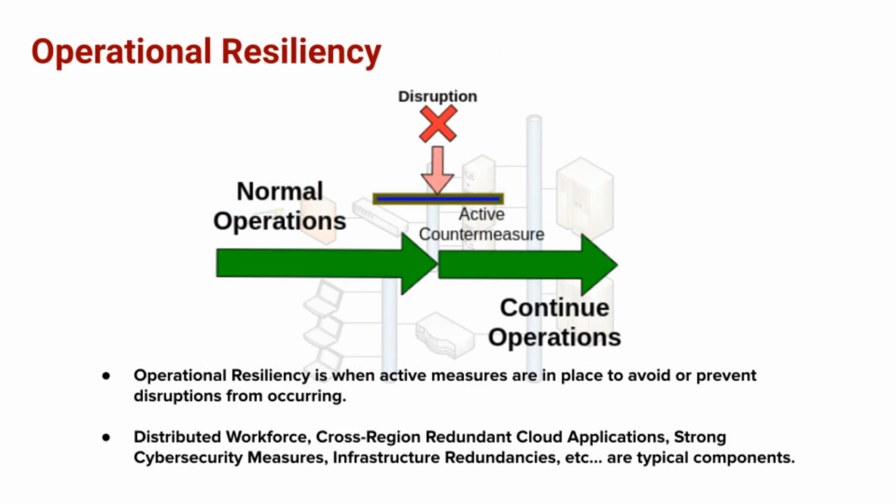When we talk about operational resiliency, this is where we really see a shift in the overall philosophy of how we're going to protect our business operations. With operational resiliency, instead of focusing on recovering from a disruption, we're focusing on being agile enough to dodge or be able to actively defend against a disruption in the first place and just continue normal operations without a hitch.